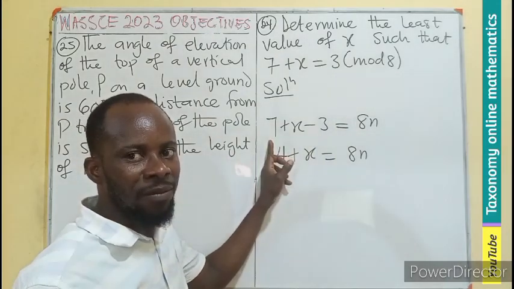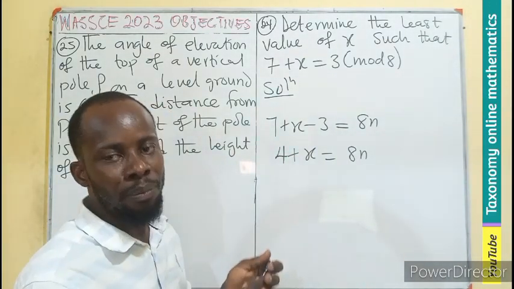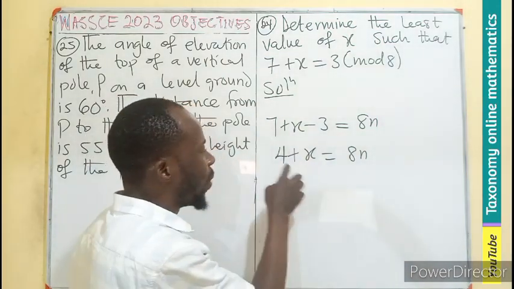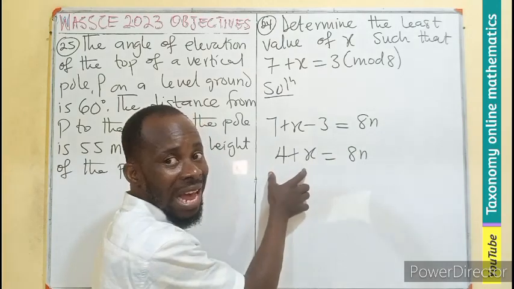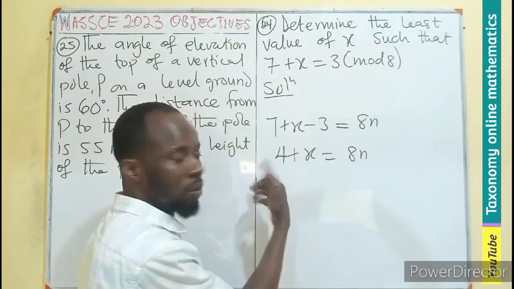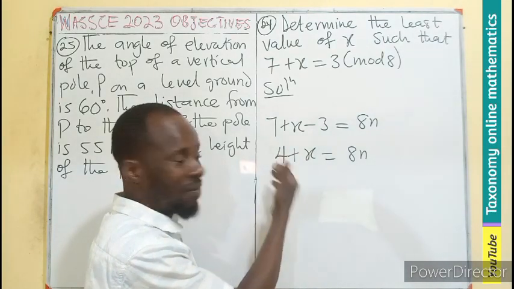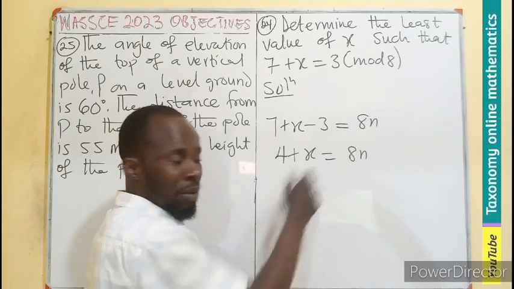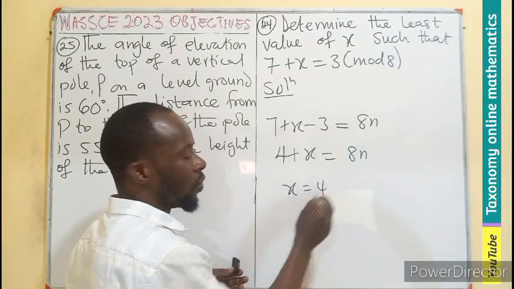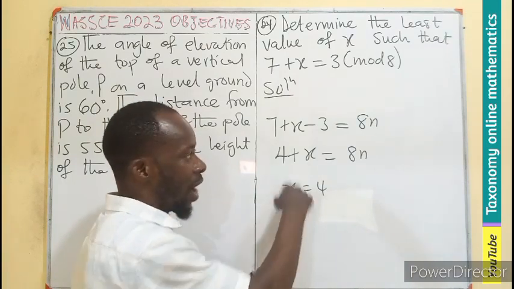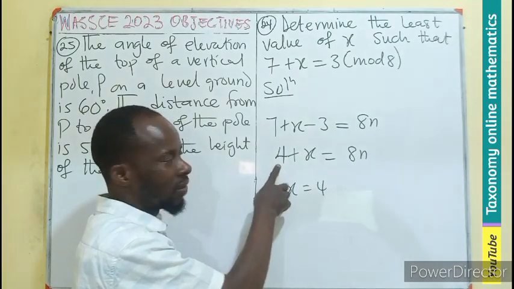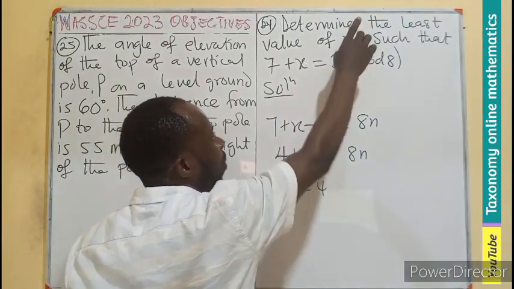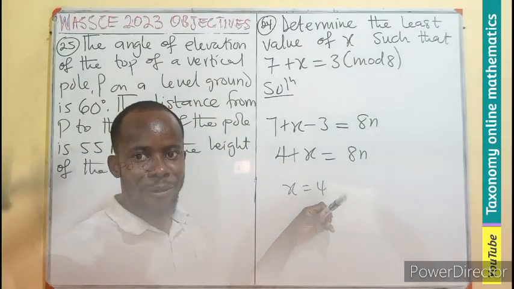Now that we subtract the remainder, it means the answer is divisible by 8, or is a multiple of 8. So we need the values of x that when we add to 4 will make the answer a multiple of 8. 1 will be 5, 2 will be 6, 3 will be 7, 4 will be 8. The 8 is divisible by 8, meaning the first value of x will be 4. They say the least. There are other numbers that when you add to this, it will be divisible by 8, but we are looking for the least. Therefore, the least value of x is going to be 4.